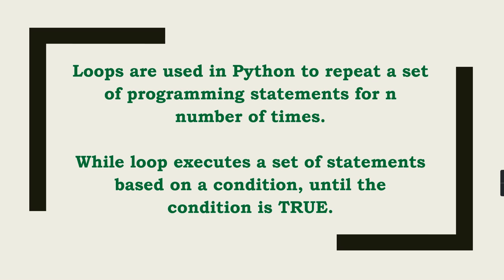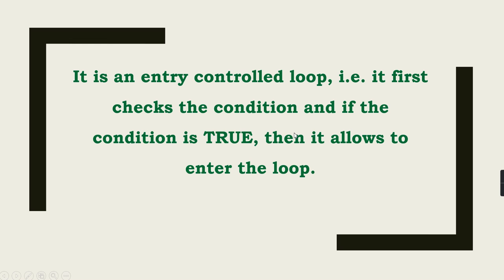Now a while loop executes a set of statements based on a condition, until the condition is true. So as long as the condition remains true, the body of the while loop executes, and the statements which are part of the while loop get executed all the time whenever the condition is true. As soon as the condition becomes false, the execution of the while loop stops. It is an entry control loop, that is, it first checks the condition, and if the condition is true, then it allows you to enter the loop.